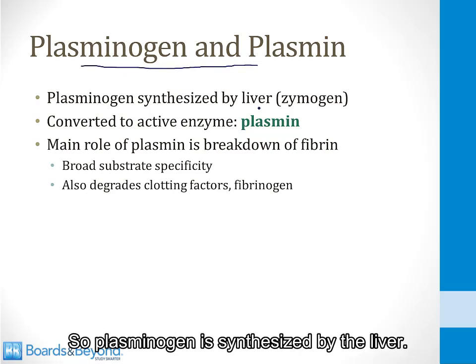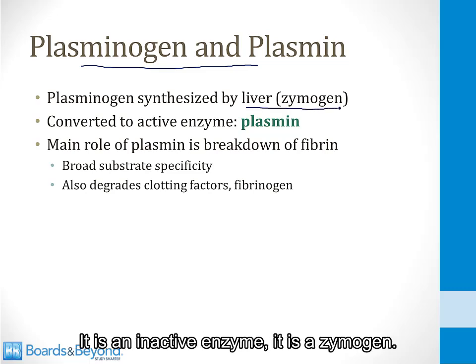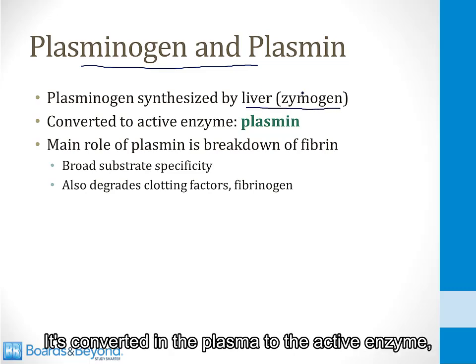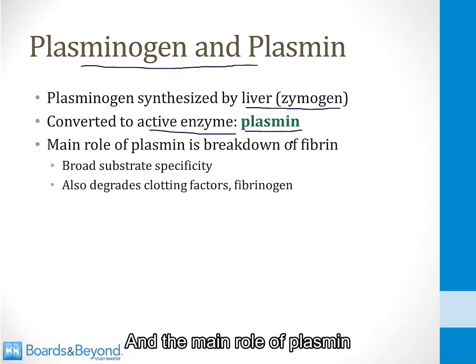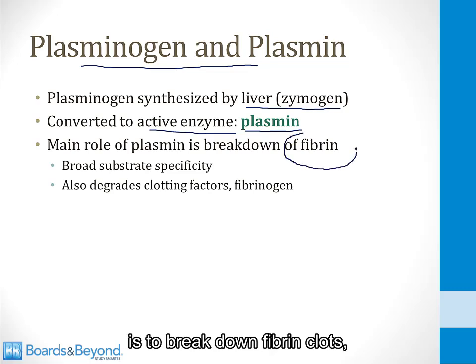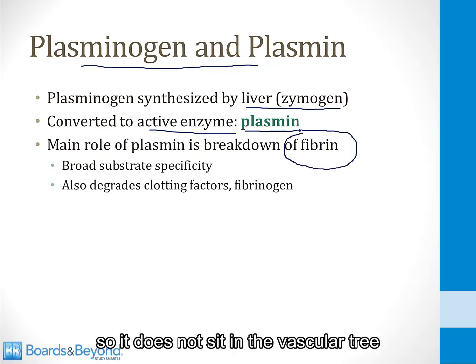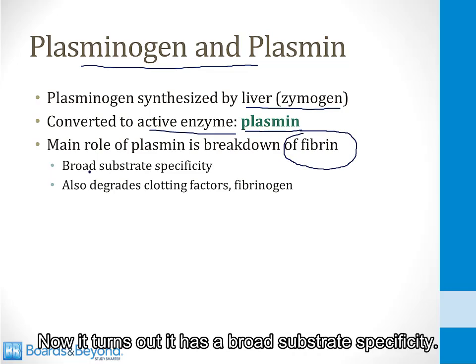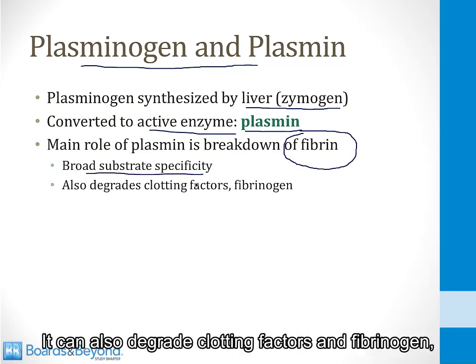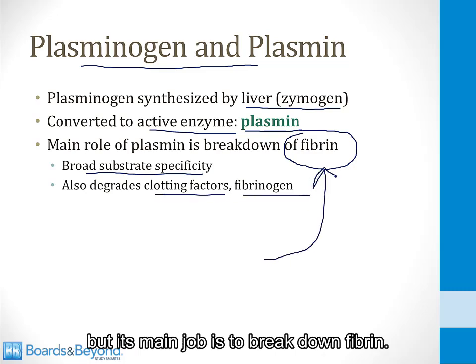So plasminogen is synthesized by the liver. It is an inactive enzyme. It is a zymogen. It's converted in the plasma to the active enzyme, which is called plasmin. And the main role of plasmin is to break down fibrin clot so it does not sit in the vascular tree and obstruct blood flow. Now, it turns out it has a broad substrate specificity. It can also degrade clotting factors and fibrinogen, but its main job is to break down fibrin.